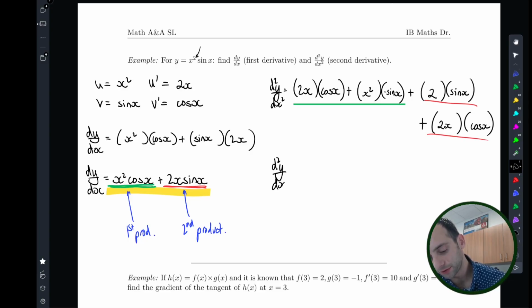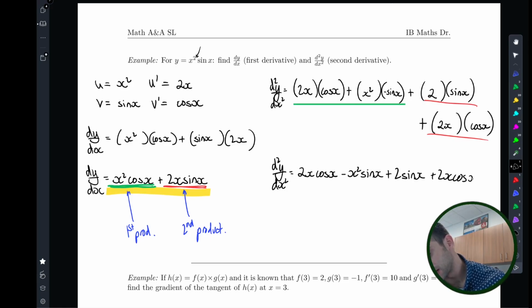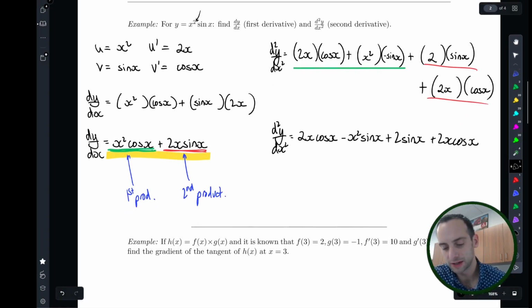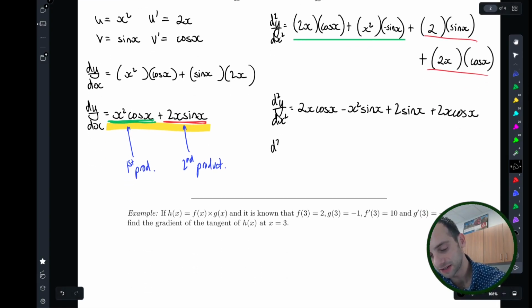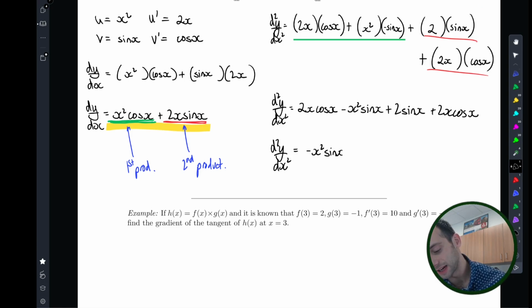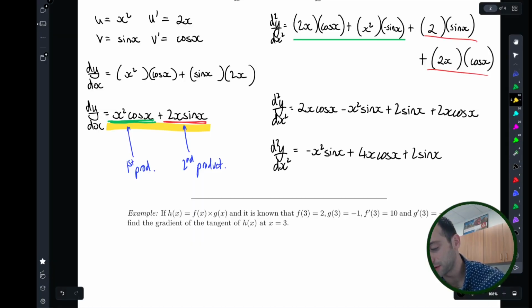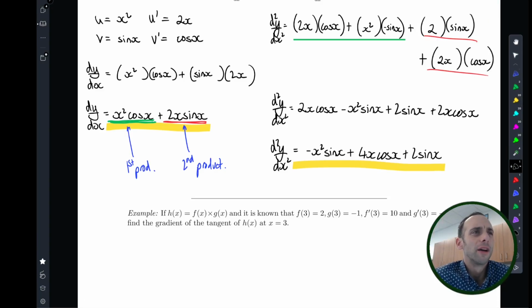Now the cleanup crew comes through and makes this a lot neater and a lot cleaner. It's 2x cosine x minus x squared sine x plus 2 sine x plus 2x cosine x. Okay? Now we have a few like terms we can combine here. It's those 2x cosine x's. So this second derivative can be computed as negative x squared sine x plus 4x cosine x plus 2 sine x. And this example should give you a real good feel for how the product rule works and the real places it's needed in the math world.